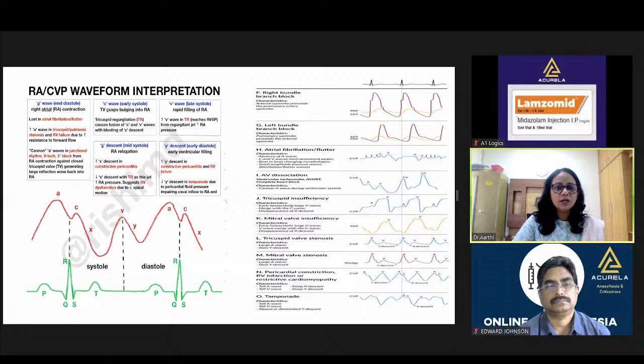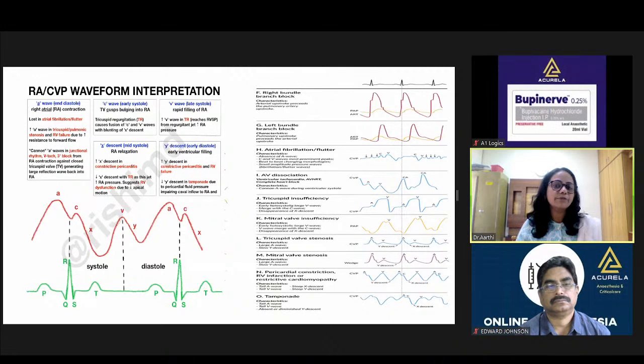during the ventricular contraction, and tricuspid regurgitation causes fusion of C and V waves, causing blunting of the X descent. And the V wave is secondary to the rapid filling of the right atrium. And in tricuspid regurgitation, the V wave is prominent.